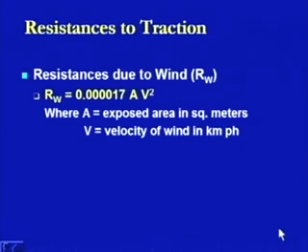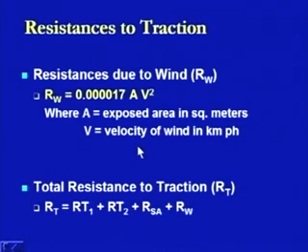And this resistance here is defined as 0.000017 A multiplied with the square of V, where A is the exposed area of the vehicle in square meters and V is the speed or the velocity of wind in kilometers per hour. Just remember that this velocity is not the velocity of the train in kilometers per hour.